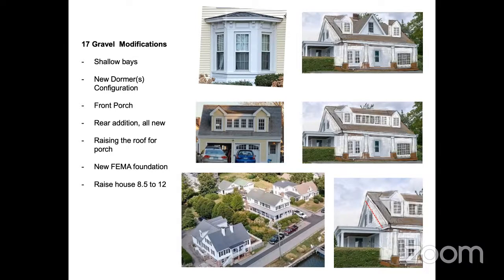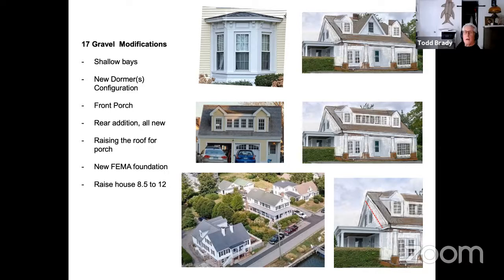I think there's also a question where if the bay windows were significant, could they be rebuilt in a different format, more shallow, like the image in the top left here, so they project a little less. Yeah, I don't have a problem with that.